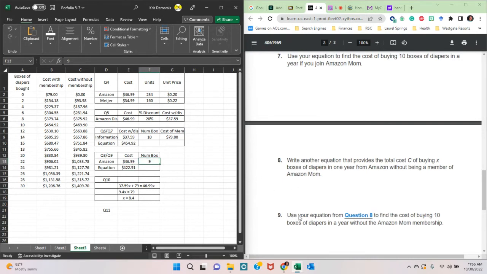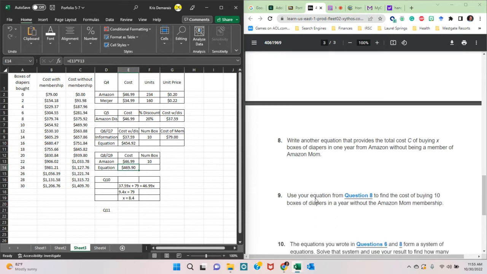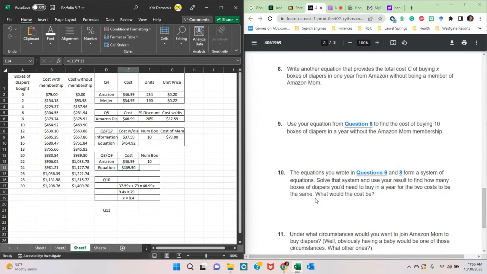And it says for question number 9, use your equation to find the cost of buying 10 boxes, and all we do is put 10 in here. Again, what you're going to put in this box here is E13 times F13. So whatever is in these two boxes is going to multiply against each other, and that's your answer here. Okay? Really simple in that regard. So that answers question number 9. So I have that answer.